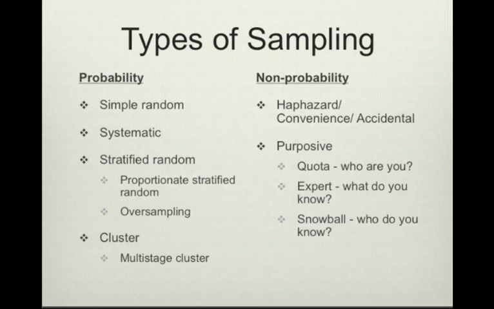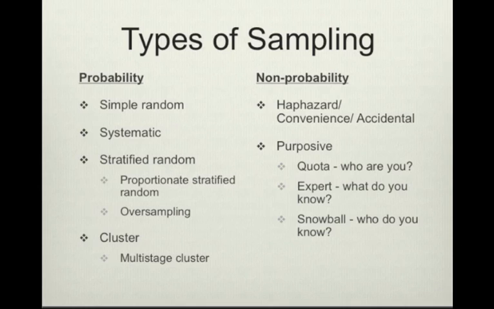Purposive sampling is when you can identify a particular group that you want to sample from. And you can do this in 3 different ways. Quota. Quota is you identify a particular group, and then you have a number of people that you want in that group. Like, say I want 10 females and 10 males. I'm just going to go out and look for 10 females and 10 males. I'm going to meet a quota.